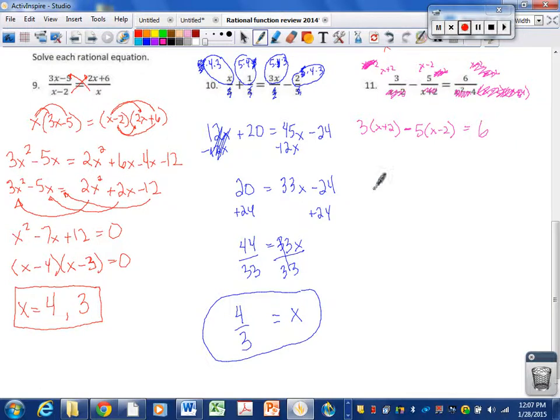And make sure you are multiplying whatever's left by whatever you have. So now we just have to solve. We'll distribute 3x plus 6 minus 5x plus 10, because it's a minus 5 we're distributing, equals 6. Combine like terms, positive 3x and minus 5x is minus 2x. 6 and 10 is 16.